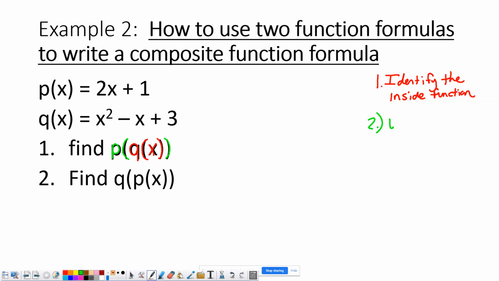So the next step is to write the outside function. Or actually, you know what? Let's go ahead and start by writing the inside function here. And once again, my steps are a little extra, if you will. After you get used to it, you won't need to do all this. But I'm going to say write the inside function. So that's how I'm going to start. I'm going to start by writing the inside function. So I'm going to write q of x and what it equals.